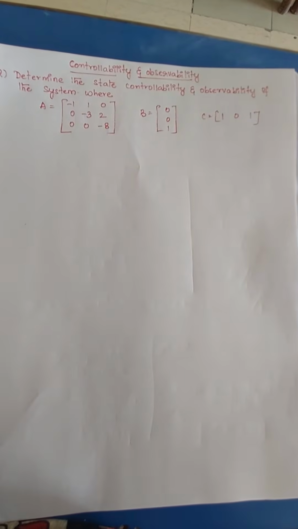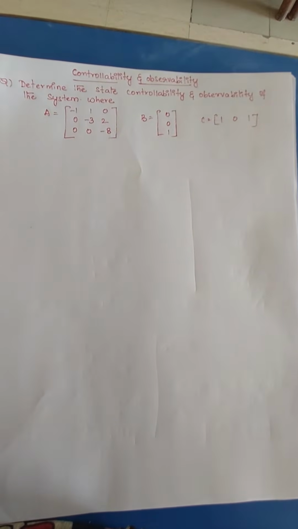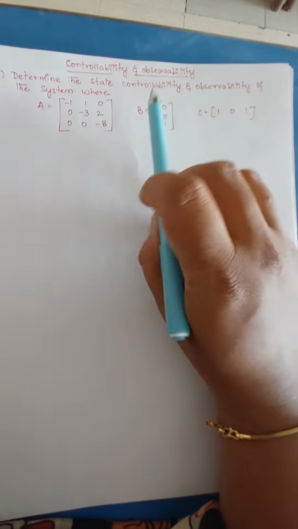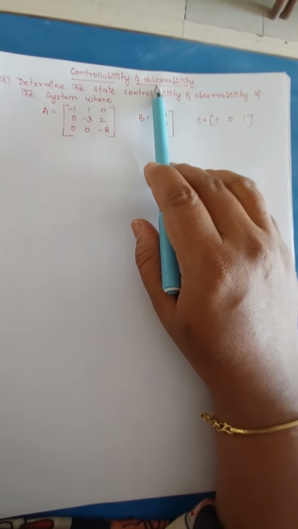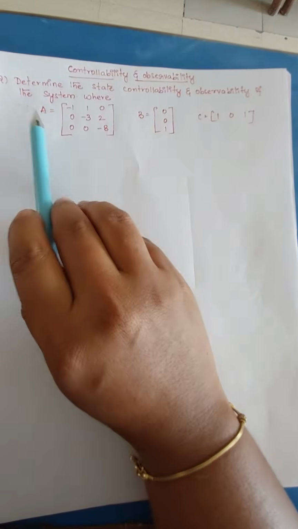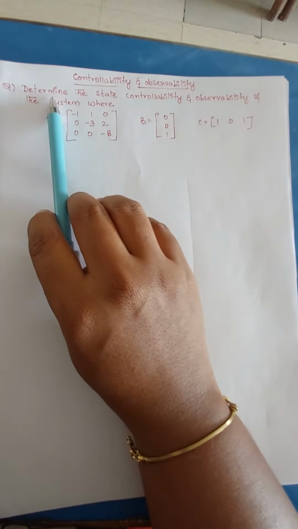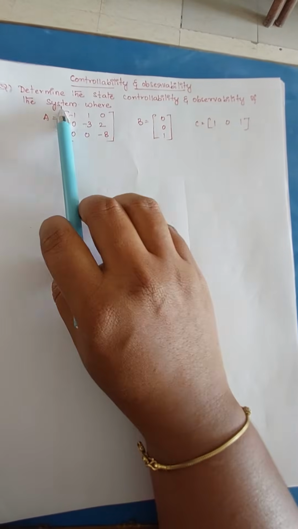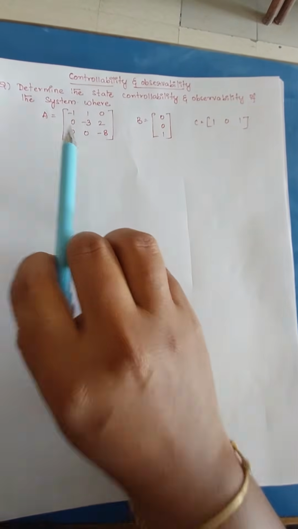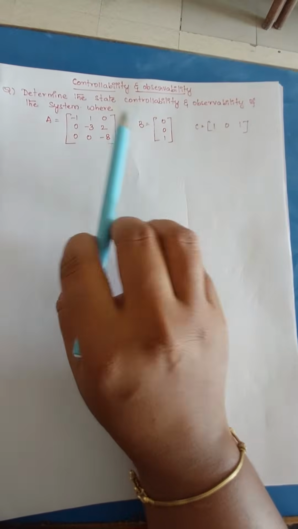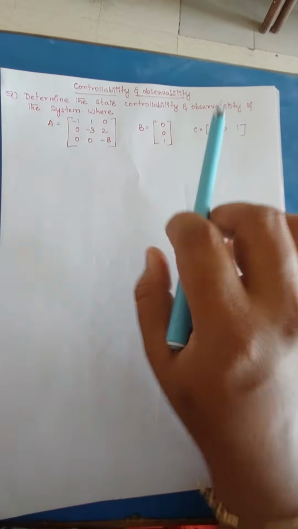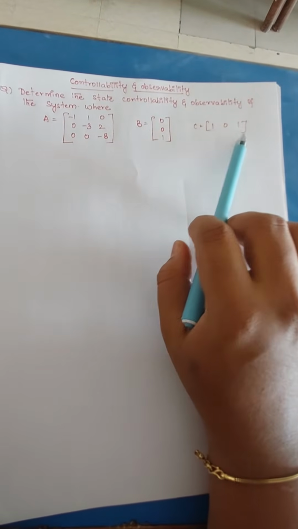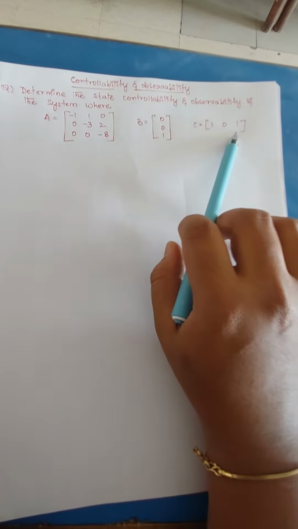Hello everyone. Today I am going to discuss the concept of controllability and observability. For this I have taken a question. We determine the state controllability and observability of the system where the matrix A is given by this, B is given by this, and C is given by 1, 0, 1, which is a row matrix.